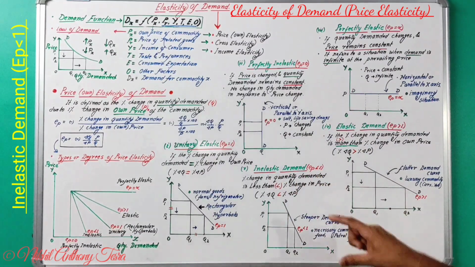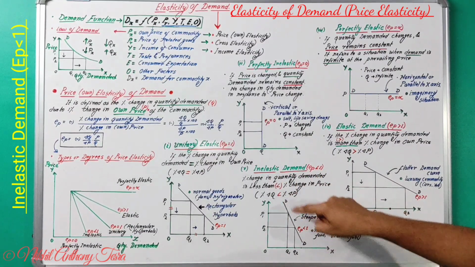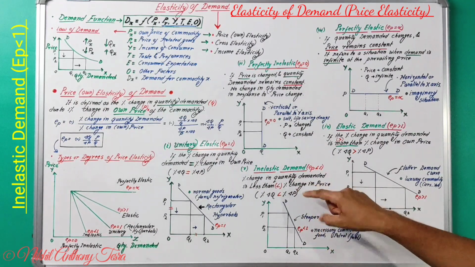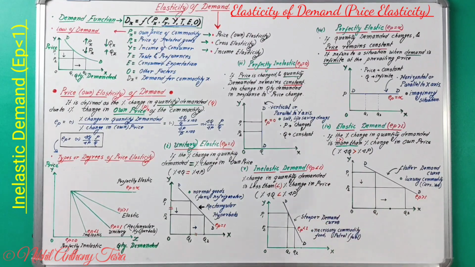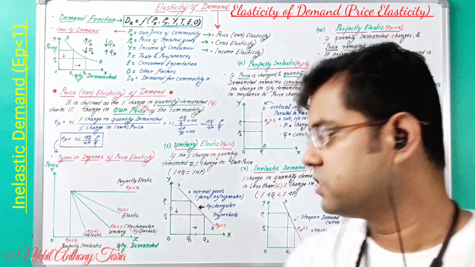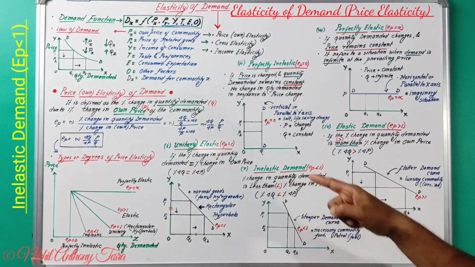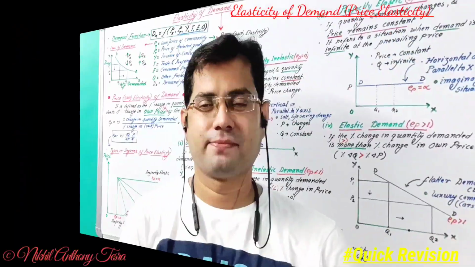In this particular case, check it across. DD is the demand curve which is steeper demand curve. We can say inelastic demand curve, that is DD demand curve, is steeper demand curve. For the necessary commodities like food, fuel, petrol, diesel. So these are the necessary commodities. For the necessary commodities, we are having inelastic demand, EP less than 1.